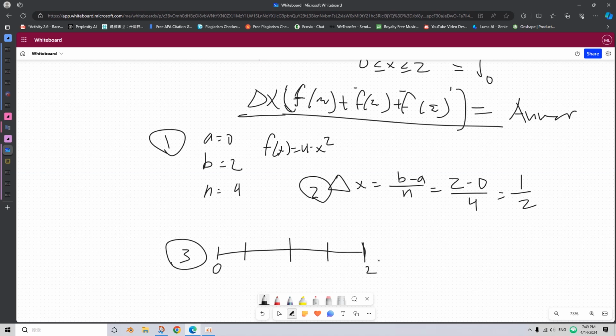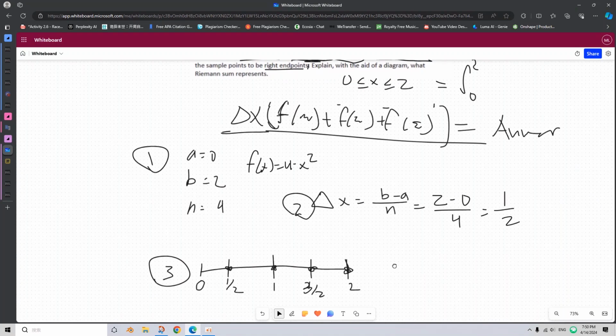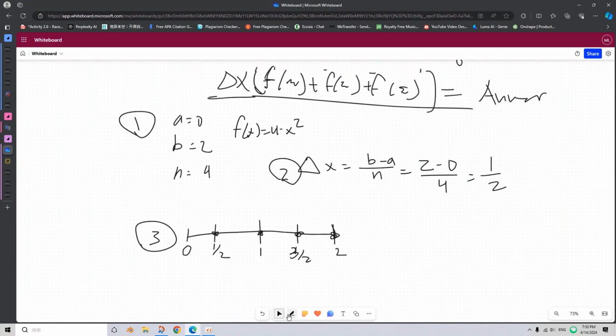Okay, we now have this drawn. We need to fill in this. So between 0 and 2, the middle point is 1. Between 1 and 2, it's 3 divided by 2. Over here is 1/2. And then we're starting from the right side, so we count here. So this is valid, this is valid, this is valid, and this is valid. Okay? We have all the data we need right now.